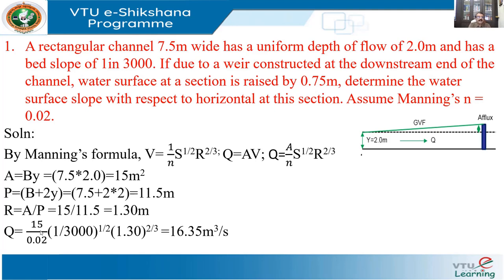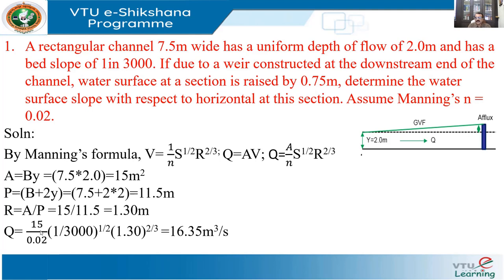Let us read the problem once again. A rectangular channel 7.5 meter wide has a uniform depth of flow of yn is equal to 2 meter and has a bed slope of 1 in 3000. If due to a weir or an obstruction constructed at the downstream end of the channel, water surface at a section is raised by 0.75 meter. Initial depth was 2 meter. Now, due to this obstruction, the water raised by 0.75. Therefore, at the obstruction, the depth of water is 2 plus 0.75, that is 2.75 meter. Now, between this 2 meter and 2.75 meter, we need to determine the water surface slope with respect to horizontal. Manning's roughness coefficient is given in the problem, that is, n is equal to 0.02.